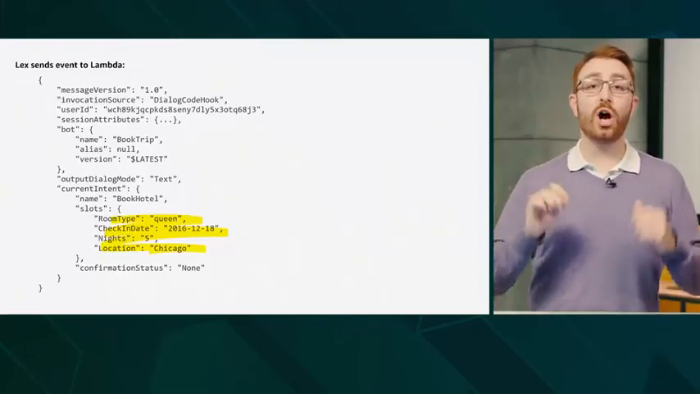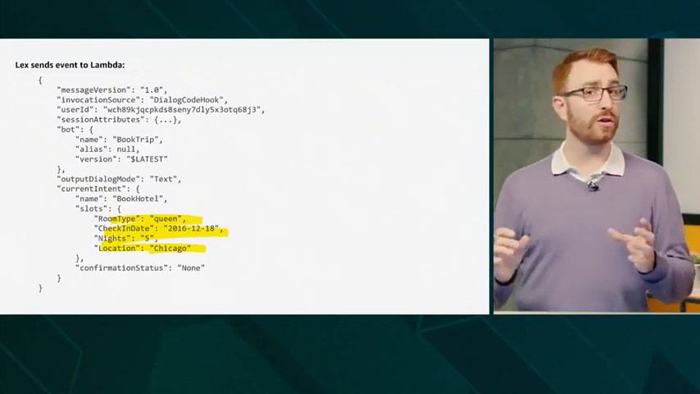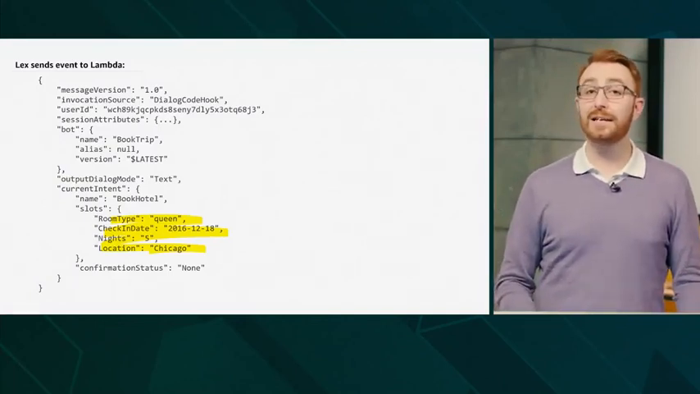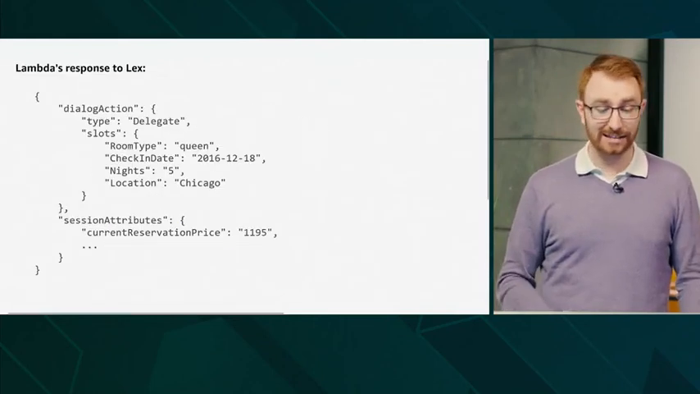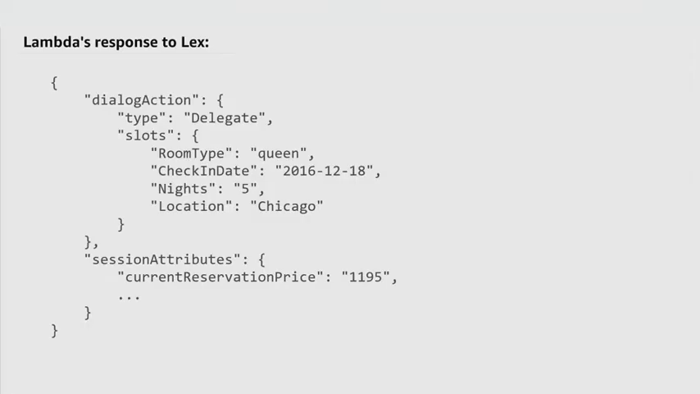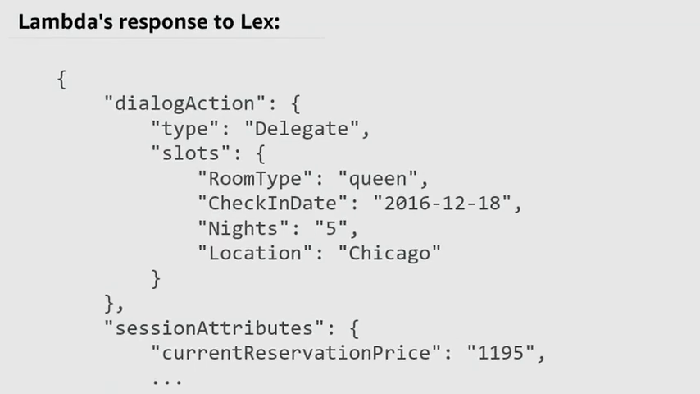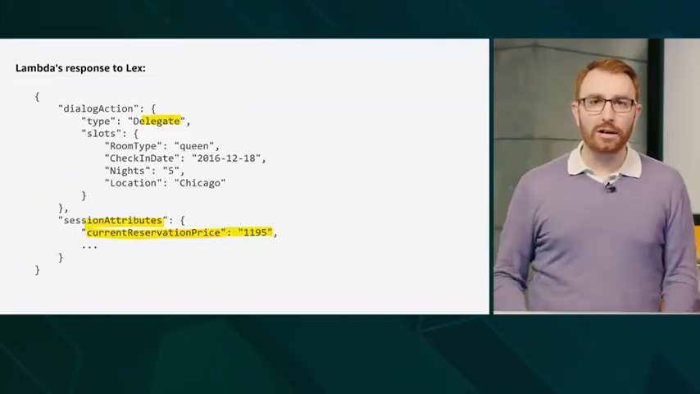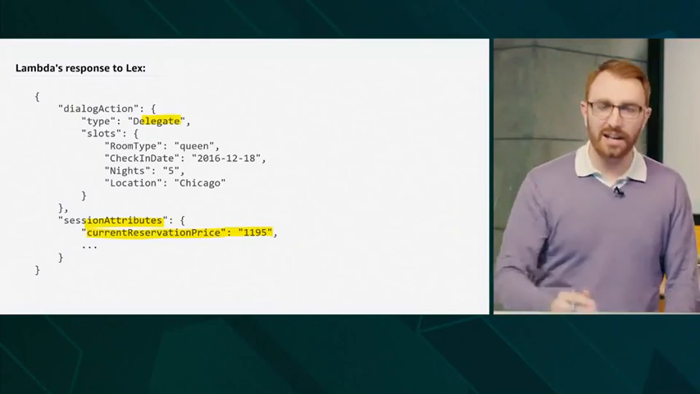And it will need to use a session attribute called current reservation price, it's up to the Lambda function to decide that, to store the price of the hotel. Lambda will send back that data to Lex as you can see. It uses the delegate function to let Lex continue with its processing, and provides all of the slots again. But there's something a little bit different here. The session attribute is currently set to current reservation price $1,195, which is what we saw in our prompt.